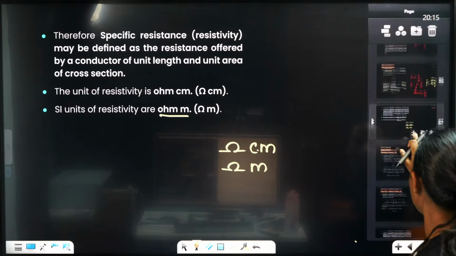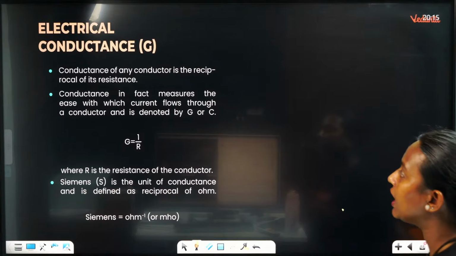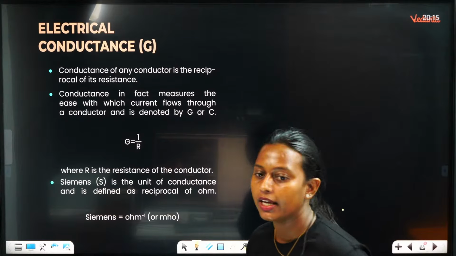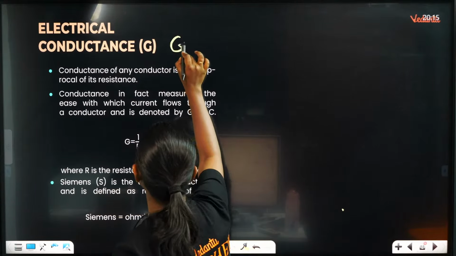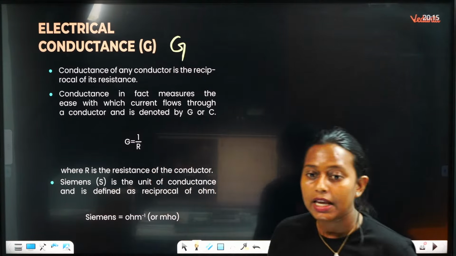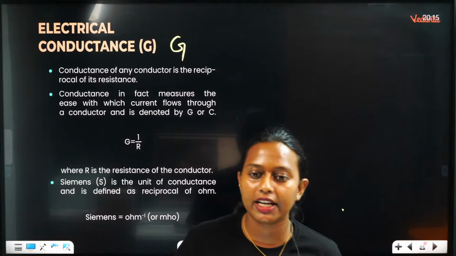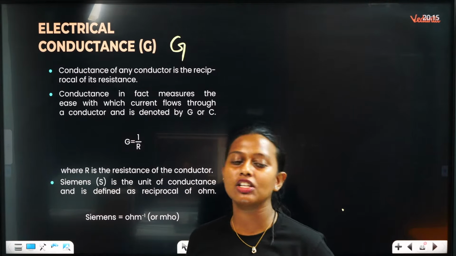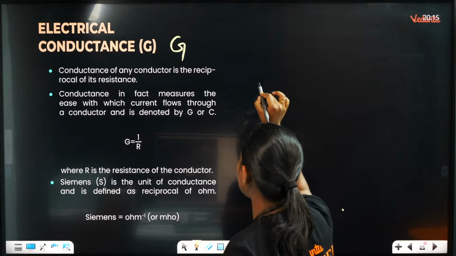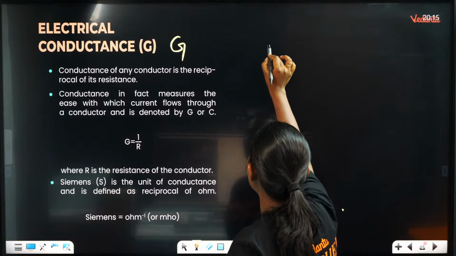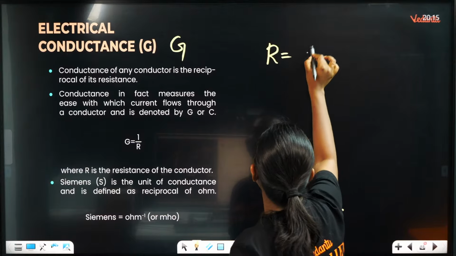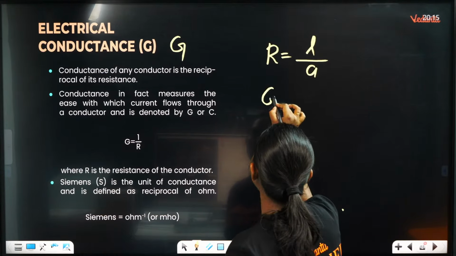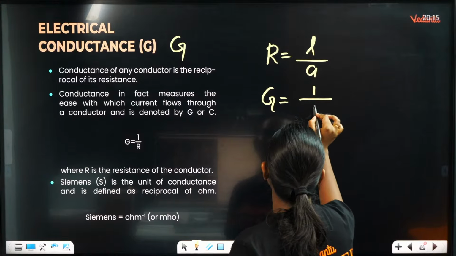Then we are moving to electrical conductance G. How do we represent electrical conductance? We represent it as G. Electrical conductance of a conductor is the reciprocal of resistance. So what is resistance? We know that L by A is resistance. So what is G? G is equal to 1 by R.